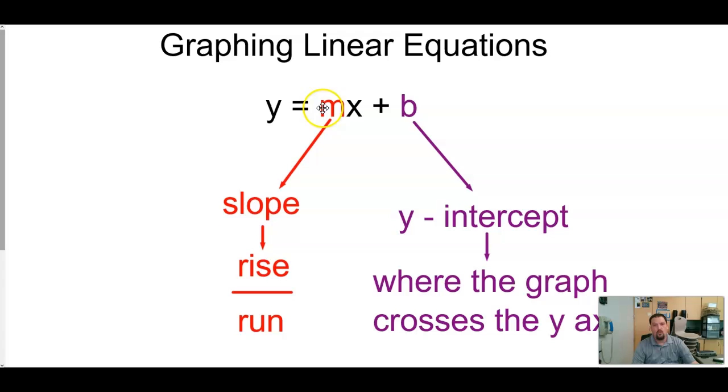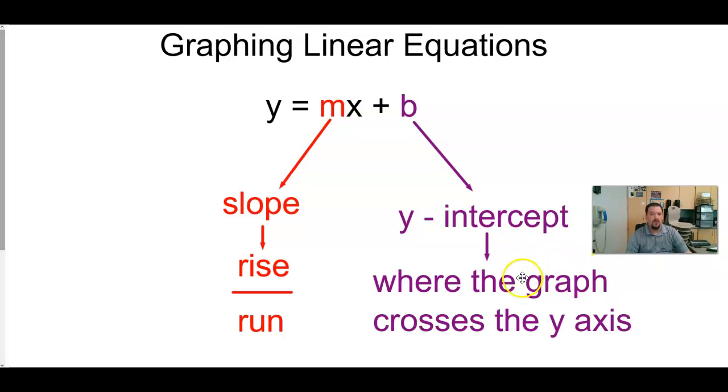First off, y equals mx plus b. The m stands for the slope. And as you can recall, the slope is rise over run. All right, so rise over run is how we figure out the slope. And then the b part of the equation, this is our y-intercept, which is where the graph crosses the y-axis.